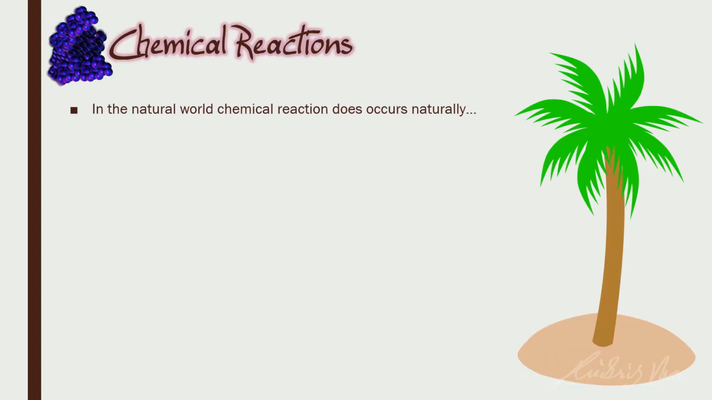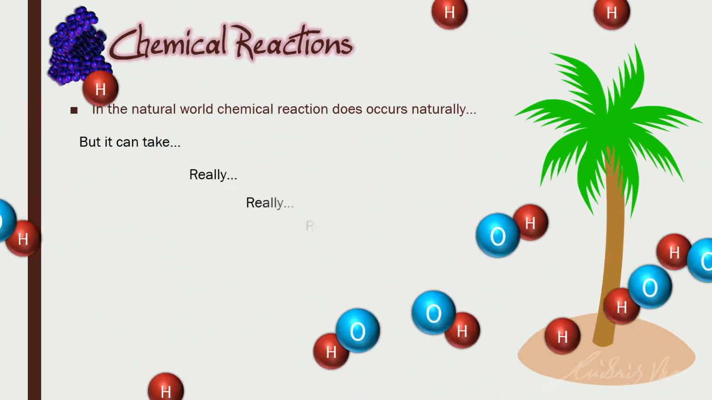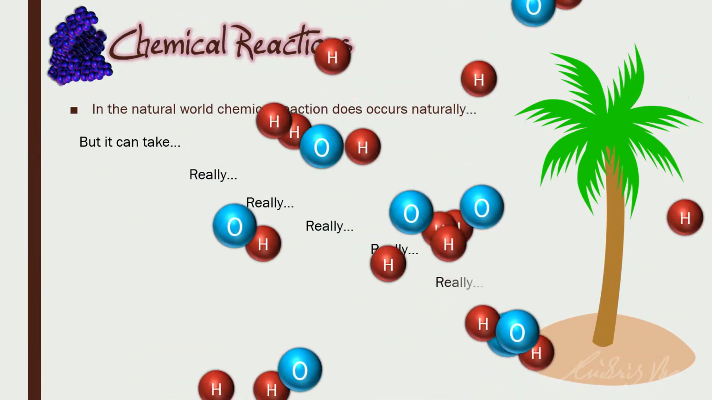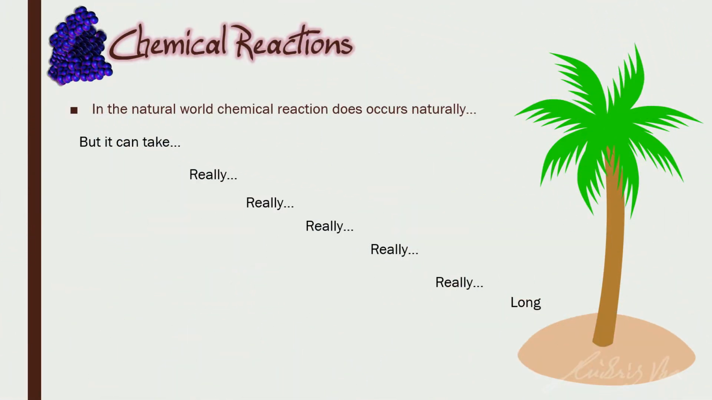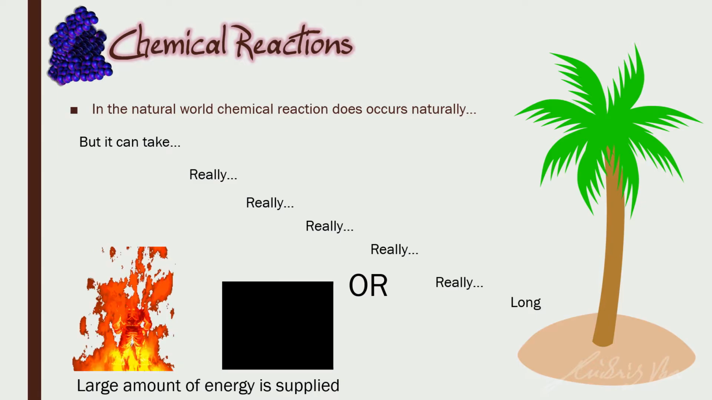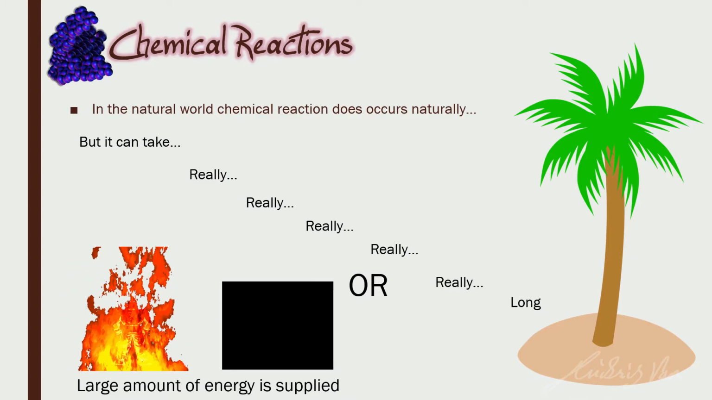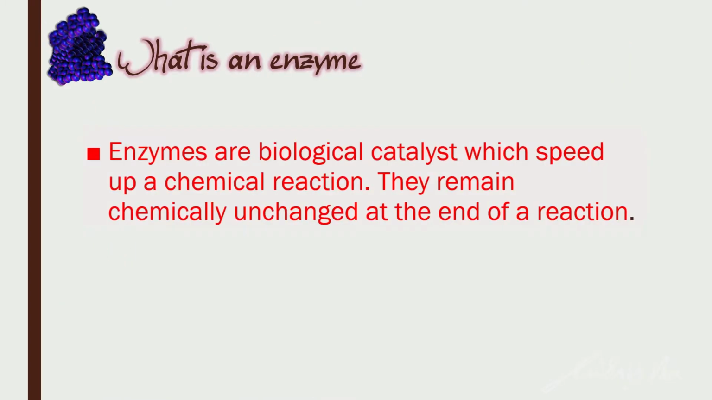So in the natural world, chemical reactions occur naturally. However, they can take really long, or they require a large amount of energy, such as from heat or electricity. Therefore, you need something to speed up the reaction, a catalyst. So we have our enzyme.